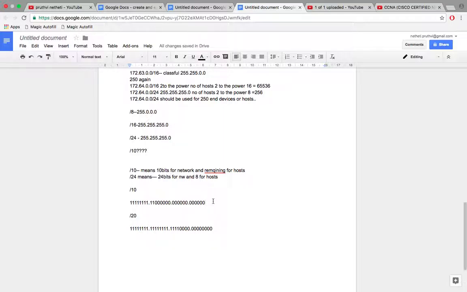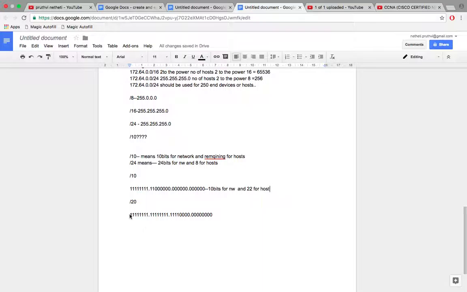If you observe this /10, 8 plus 2, 10 bits are for network. And how many bits for host? The remaining 22 for host. Okay, now let's see here. With /20, 20 bits are for network and the remaining 12 are for host. Okay, got this concept? Now, let's do something.